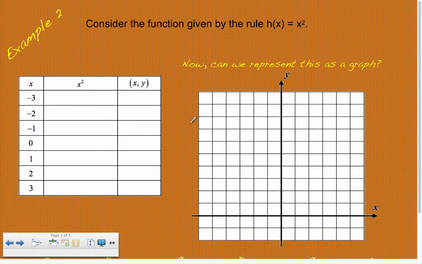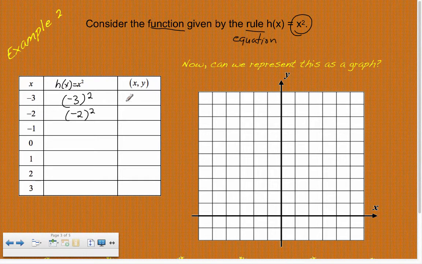All right, here's another function. And this time the rule, or the equation, is asking me to square everything I put in. Okay, so this is the rule that we're going to call h. So this is simply asking me to square everybody that I put into it.